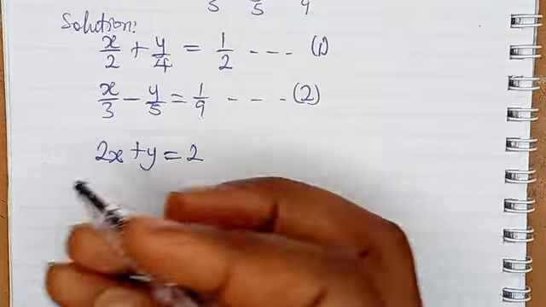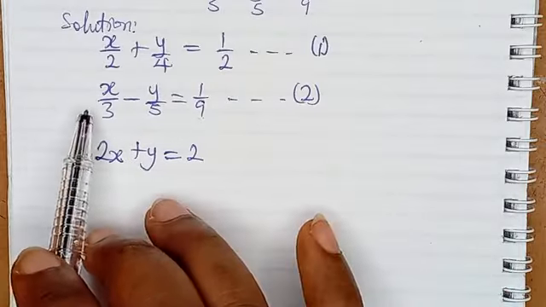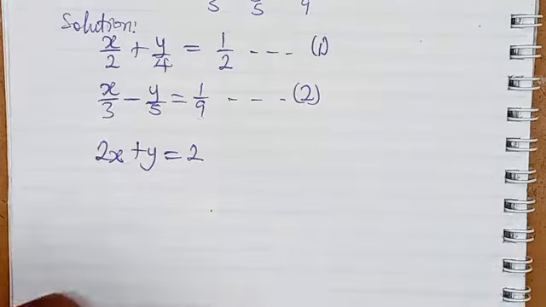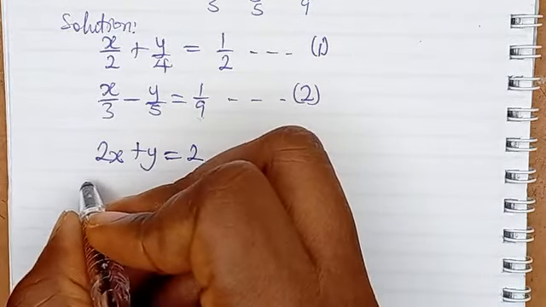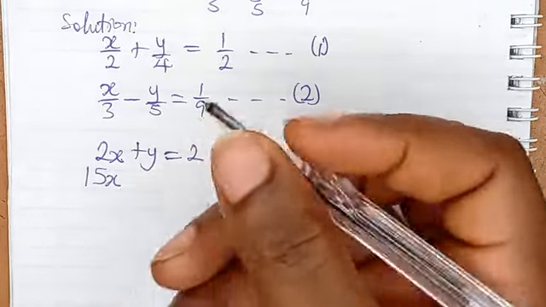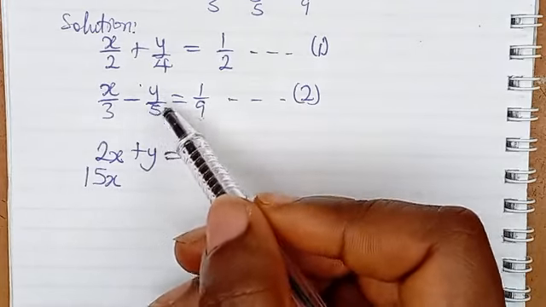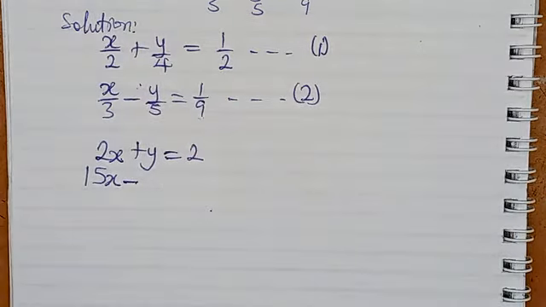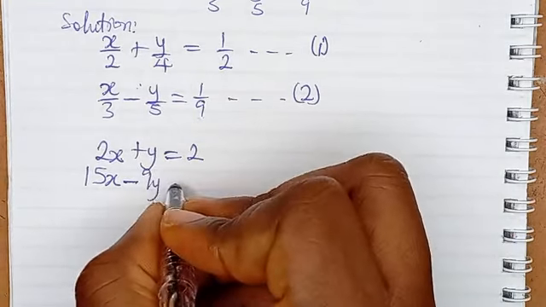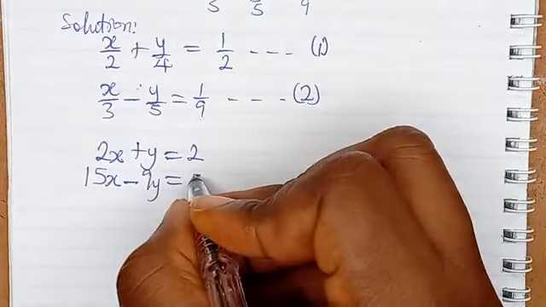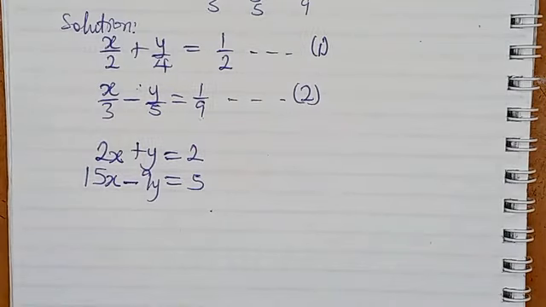To eliminate the fraction. So 45 times x over 3 is just like saying 3 divided into 45, and then the coefficient, 3 divided into 45, we have 15. So we have 15x, and then 45 times y over 5, that's 45 divided by 5, we're going to have minus 9y is equal to 45 times 1 over 9, which is equal to 5. So we can see very simple equations now, and then we can solve the normal way we know how to solve.